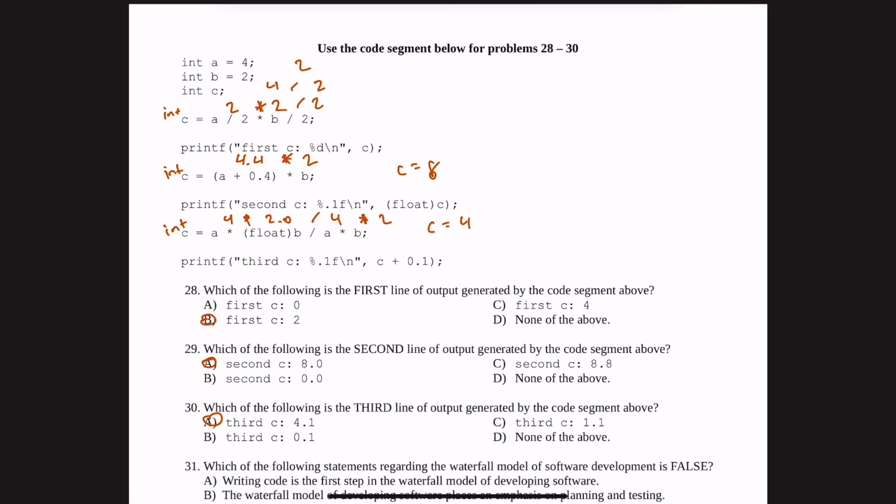So again, this problem is just a case of being very careful about data types, right? It's okay to mix in our doubles and our integers. We just need to be careful about doing the order of operations correctly.